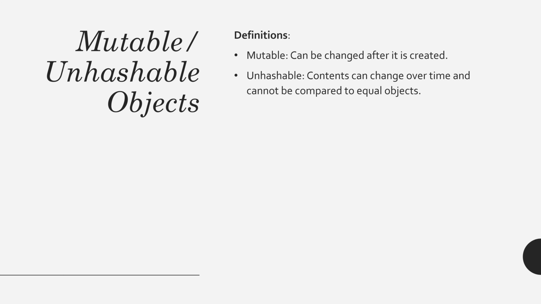Alright, now let's move on to a bit more of a complex data type. Mutable objects / unhashable. Now let's go over their definitions briefly. Mutable objects can be changed after their creation, and unhashable just means the content can change over time and cannot be compared to equal objects. Let's quickly go over what I mean here.